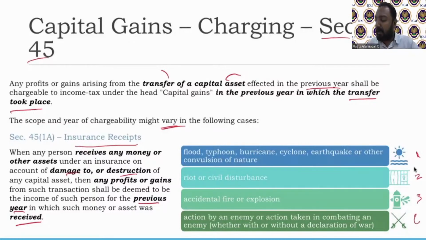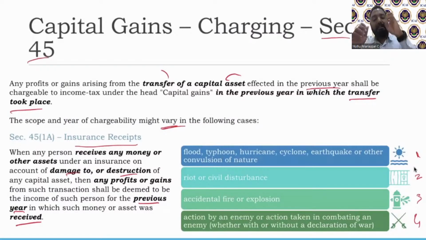Finally, action by way of enemy. There is no riot or civil disturbance, but I have an enemy who is not happy because I'm doing well in my business. Suddenly in the night, he comes and attacks me and damages my property. So this is a specific attack. When you say riot or civil disturbance, it's a general attack. But the last one, action by an enemy or action in combating an enemy, is also called damage or destruction. These things are what is called damage to or destruction of any capital asset.